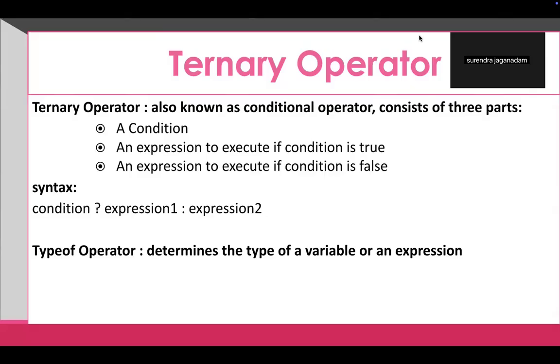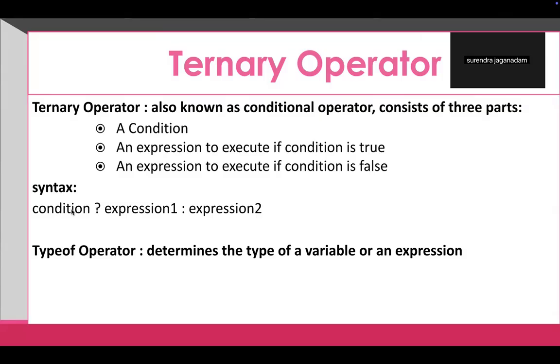So, as part of today's session, let us see about the ternary operator. Ideally, this is also known as a conditional operator, which consists of three critical parts. The first one is a condition. Based on the condition outcome, if the condition outcome is true, expression 1 will be executed. If the condition outcome is false, expression 2 will be executed.